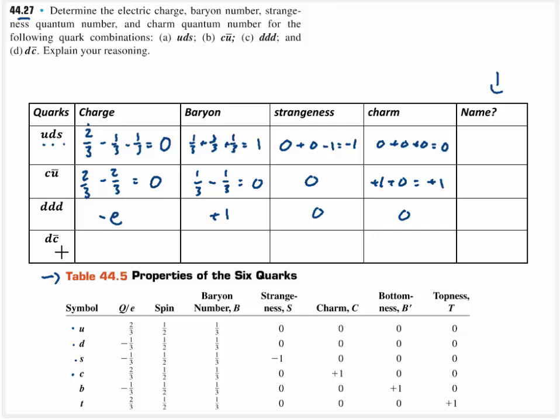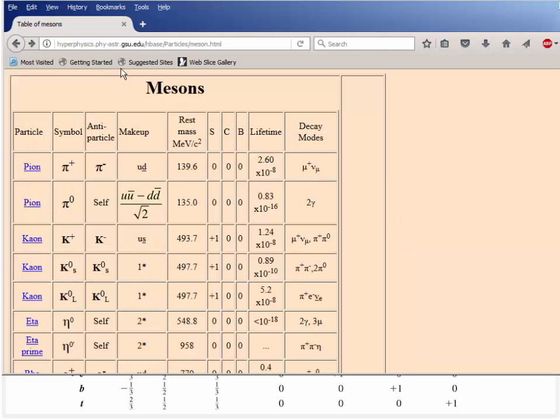And lastly, D C bar. Again, the C bar just means we put a negative in front of everything. And so it's going to be essentially -1/3 minus 2/3 e, and that's going to give us a negative e. The baryon number is going to be 1/3 minus 1/3, so that's going to be 0. The strangeness is going to be 0 plus 0, which is going to be equal to 0. And the charm is going to be 0, don't forget the negative, it's going to be 0 minus 1, it's going to be -1.